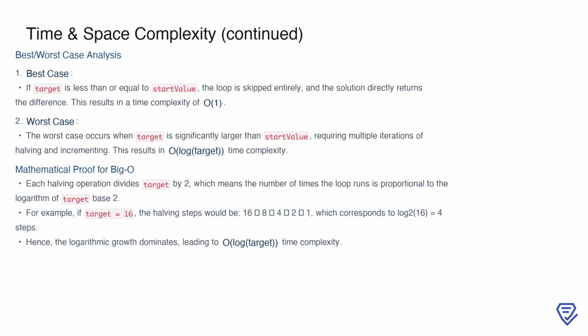To solidify this, we can look at the mathematical proof for the big O complexity. Each halving operation divides the target by 2, meaning the number of iterations corresponds to the logarithm of the target base 2. For instance, if the target is 16, the sequence of halving would be 16 to 8 to 4 to 2 to 1, which takes 4 steps, matching log base 2 of 16. This logarithmic reduction dominates the process, confirming that the time complexity is O(log target).